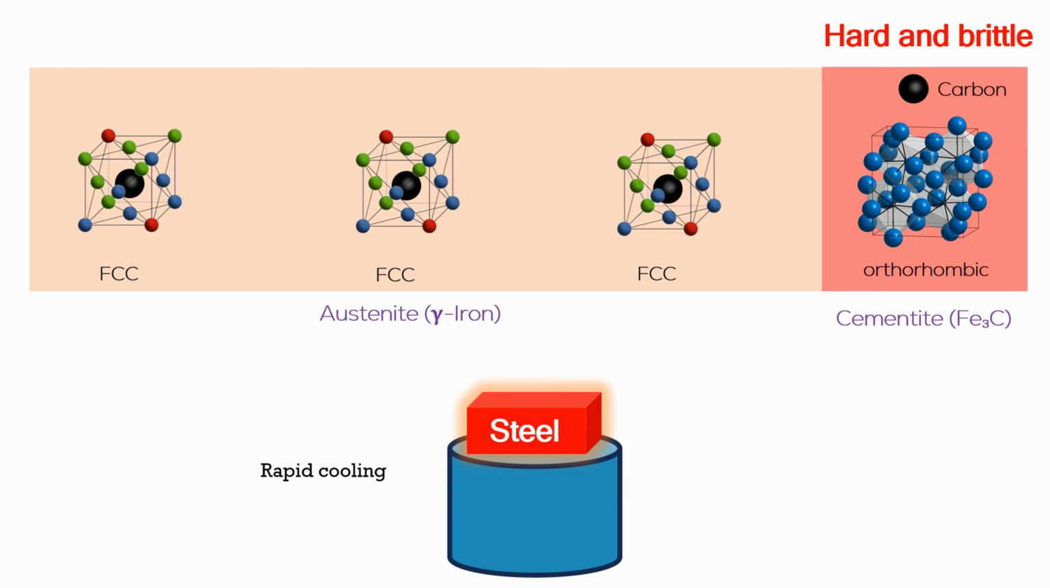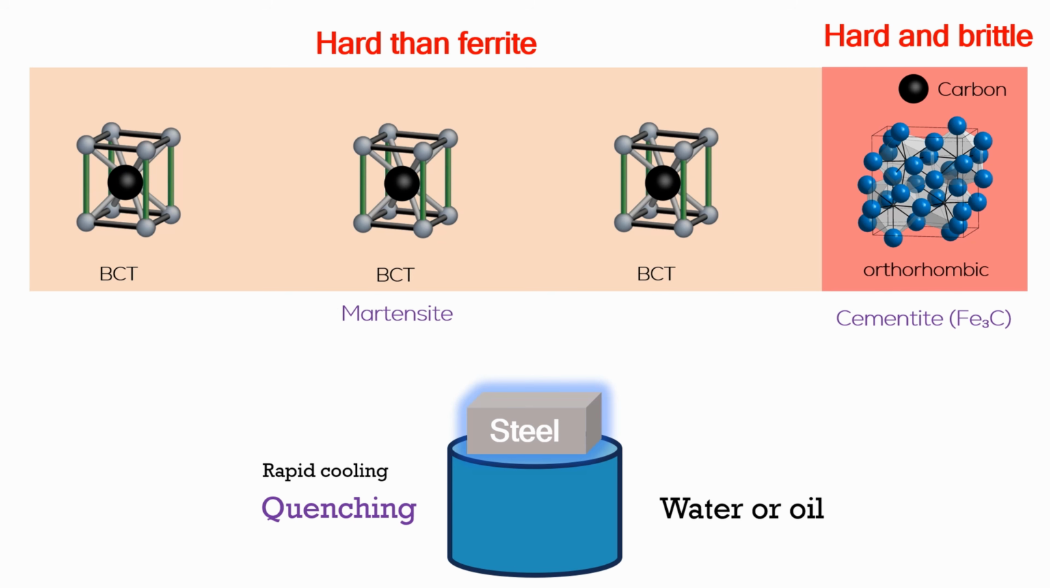And then we rapidly cool the steel in water or oil. This rapid cooling process is called quenching, which gives no time for the carbon atoms to escape the FCC structure. This means carbon atoms get trapped in FCC structure grains and permanently deform them into BCT structure grains. I hope you understood. If not, please let me know in the comments.